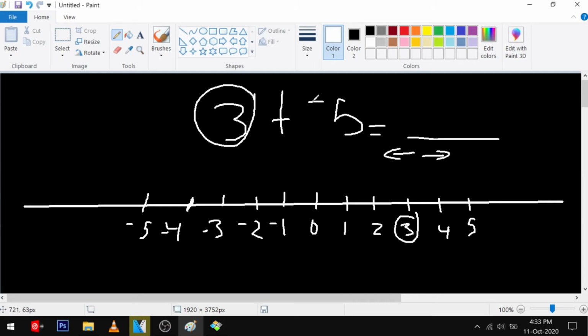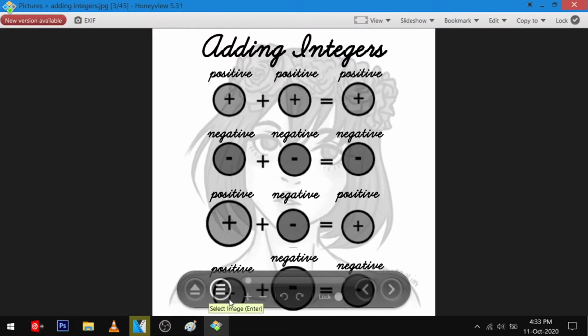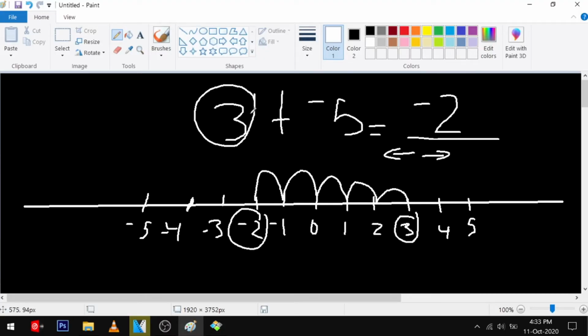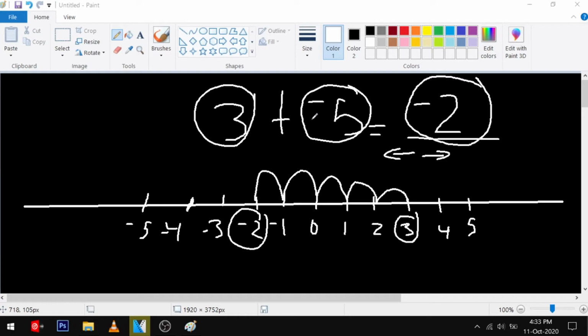Okay, so how many times would I go to my left? 5 times. So I go 1, 2, 3, 4, 5. So my answer will be -2. Now let's see if what we talked about the last rule makes sense. A small positive number, we have a small positive, plus a large negative number equals a negative answer. So those are examples of 4 simple rules in adding integers.